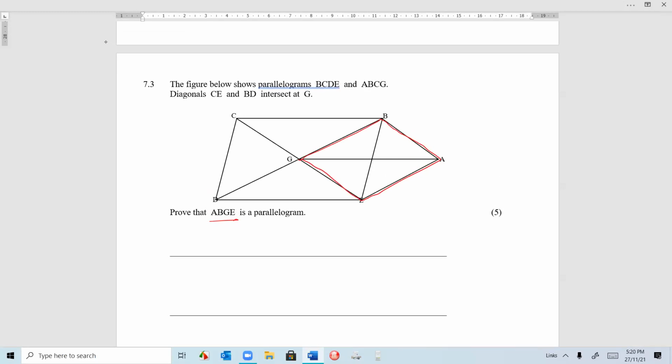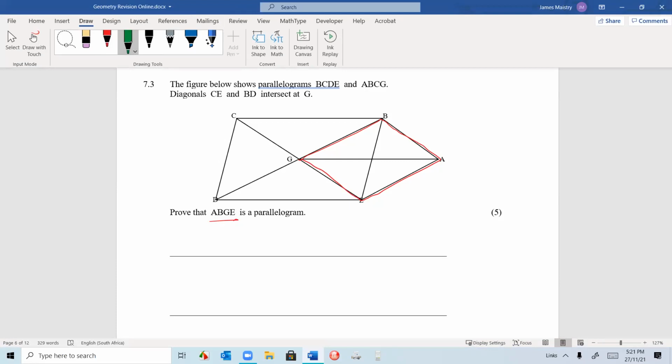So we're going to prove this a parallelogram. Let's see what we know at this stage. It says on the top, the figure below shows parallelogram BCDE. So the only thing that I can see that could be relevant there, opposite sides are equal. And also the diagonals bisect each other. Okay, so I just want to mark that.